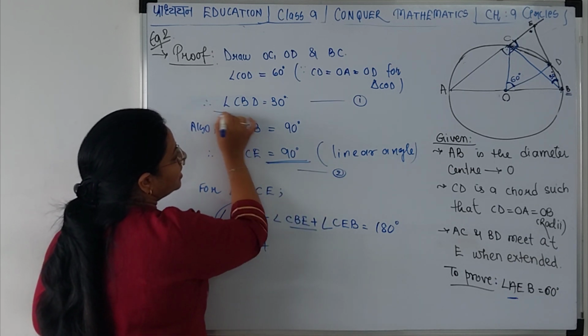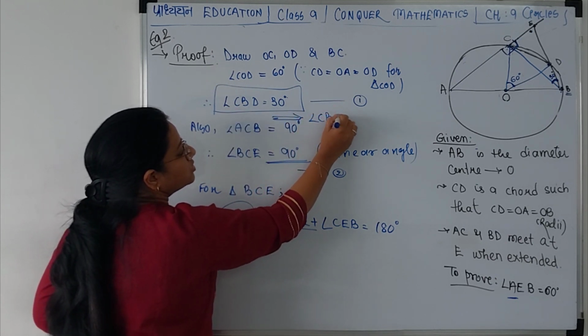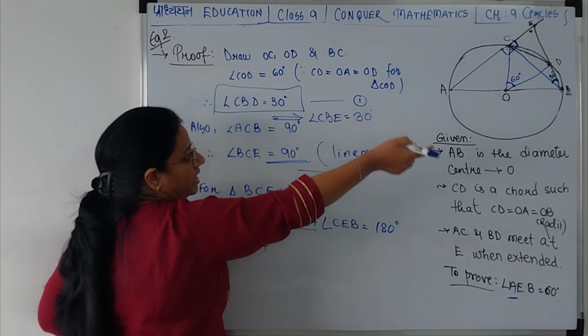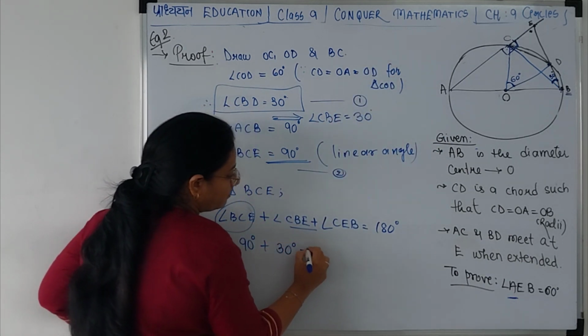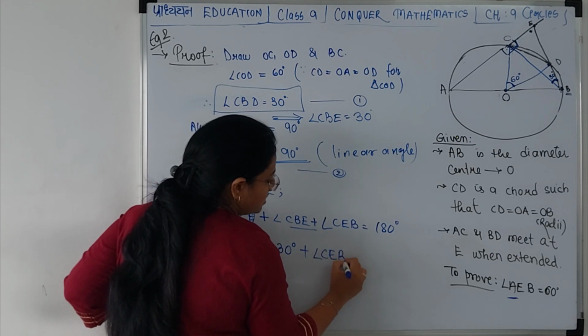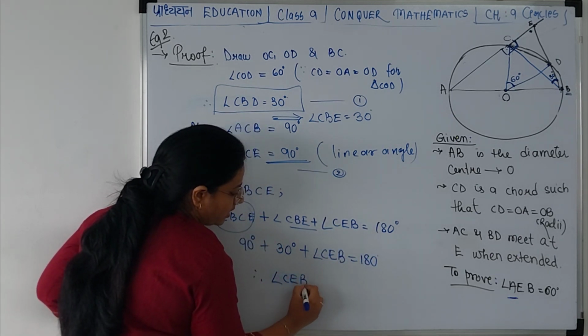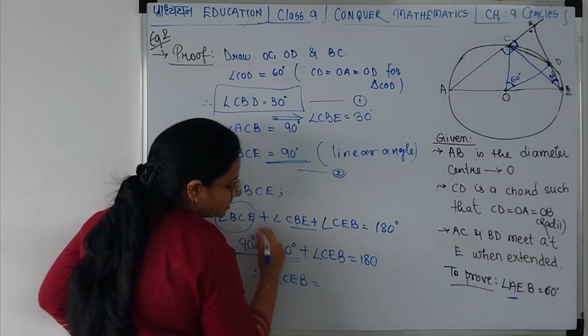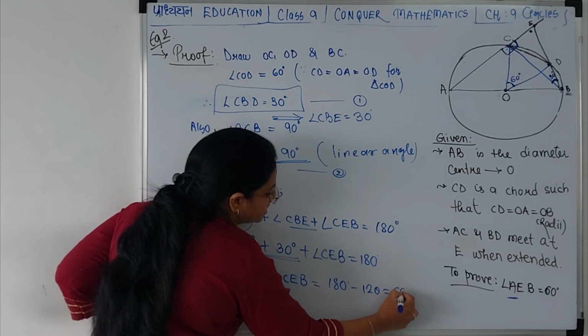CBE, what do we have? CBD is 30. This means angle CBE is also 30. Same angle only, just extended on the line. So 90 plus 30 plus angle CEB is 180. Therefore, angle CEB is equal to 180 minus (90 plus 30), that is 120, which is equal to 60 degrees.